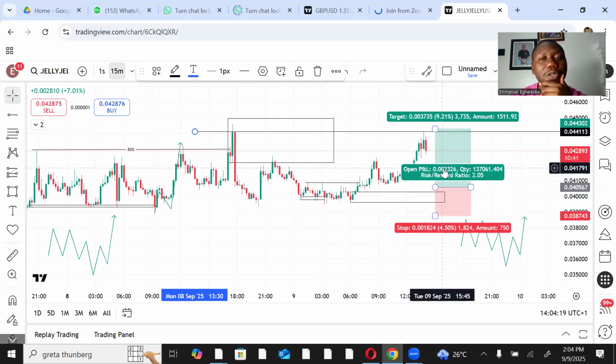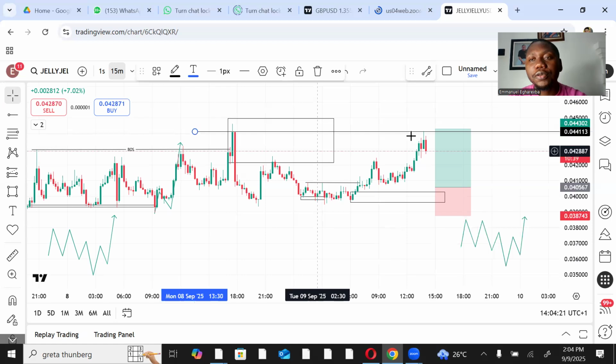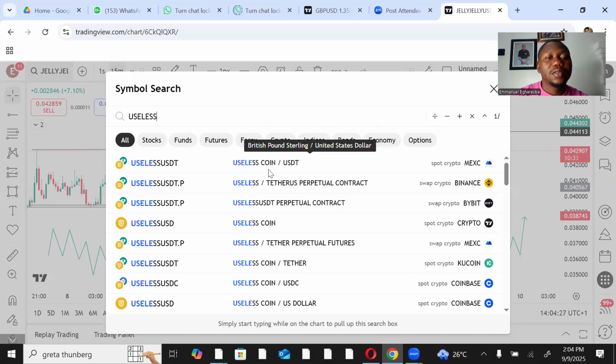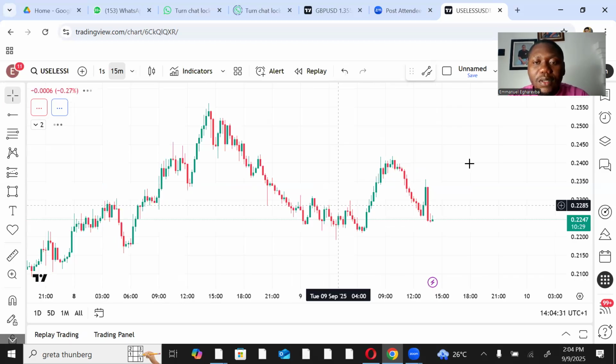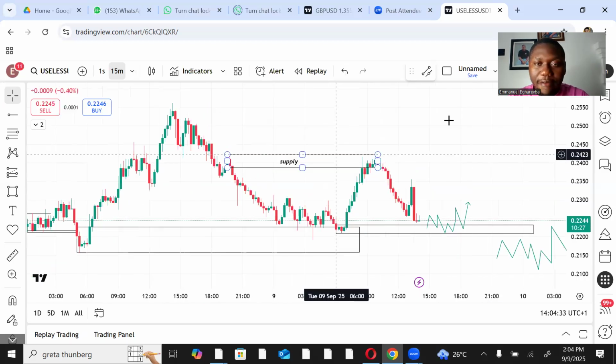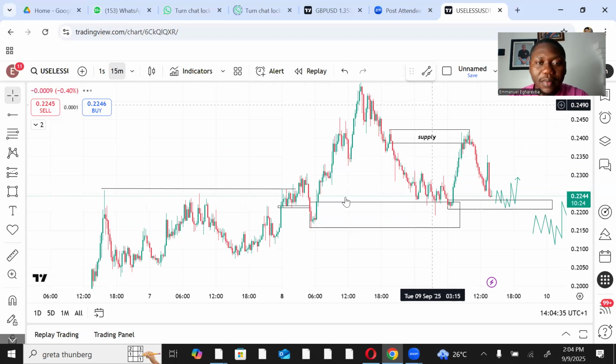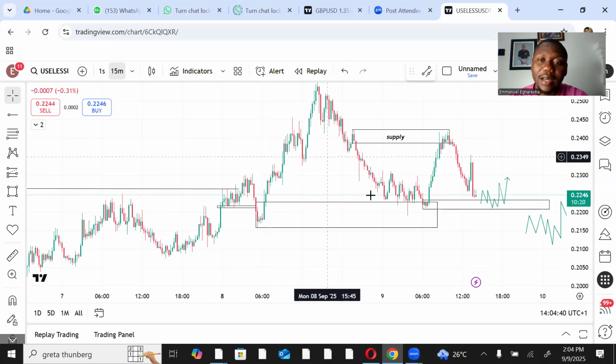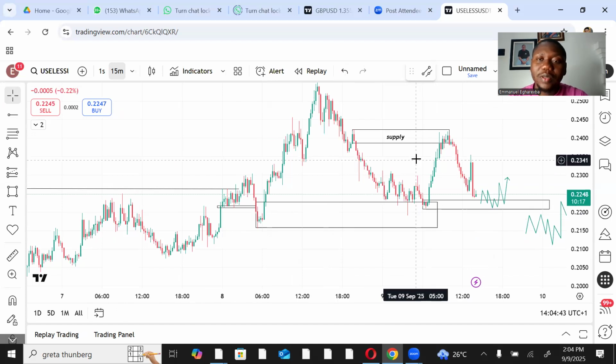This trade is live, I'm showing you. Now, I want to show you another one that is useless. Don't mind the name. Useless USDT.P. So my framework is the same. I see a double sweep. I see a liquidity sweep from the left side. I come here. I see another one.